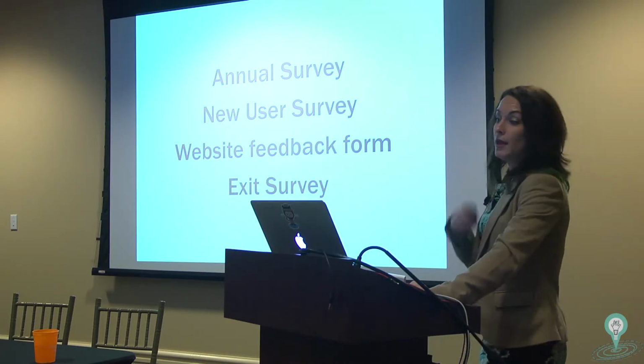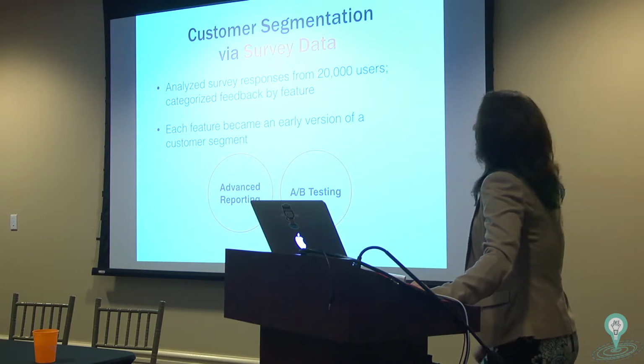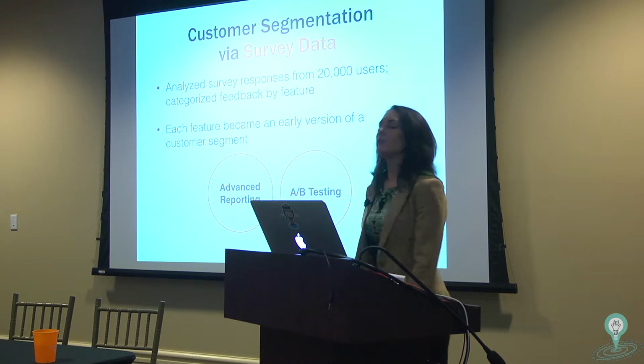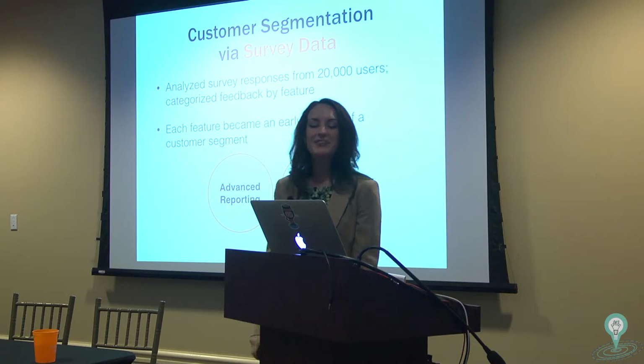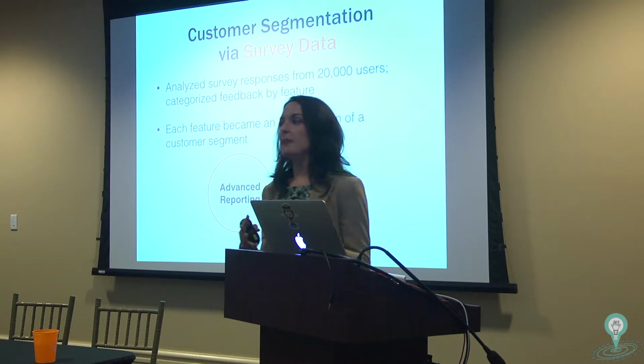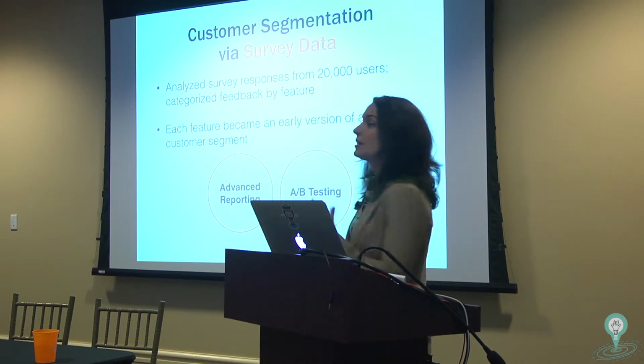Okay, so we started doing customer segmentation. We analyzed survey responses from 20,000 users, and that took a long time. There were several of us working on this at the time. And we categorized all of their feedback by feature. And each feature became an early version of a customer segment.